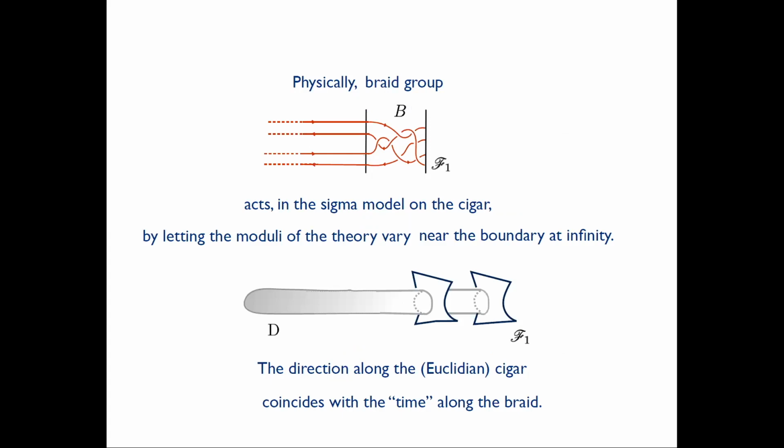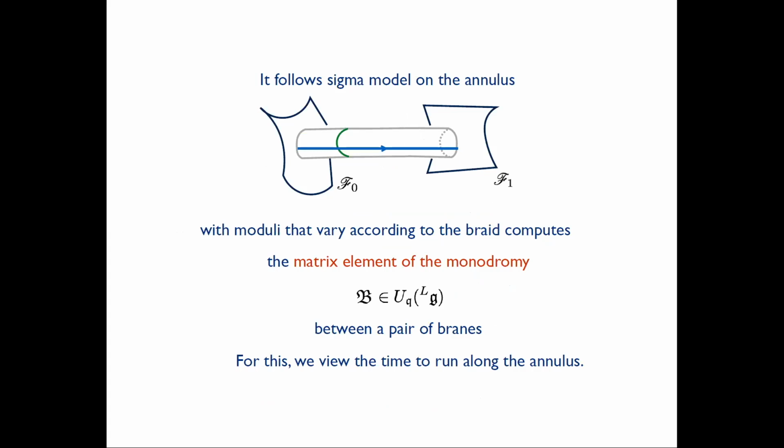Physically, the braid group acts in the sigma model on the cigar by letting the moduli of the theory vary near the boundary at infinity, where the direction along the Euclidean cigar coincides with the direction along the braid, and it coincides with Chern-Simons time. So it follows that a sigma model on a cigar with moduli that vary according to the braid gives you the monodromy matrix elements of the KZ equation between a pair of brane boundaries.